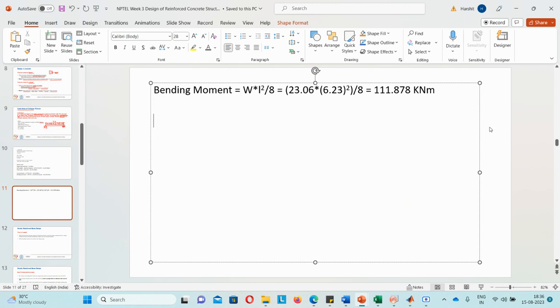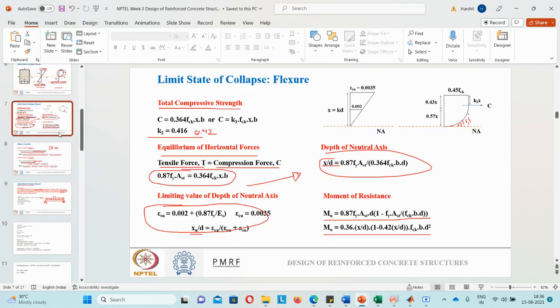So we first need to check this bending moment with the limiting bending moment, the limiting moment of resistance of our beam, so that we can know whether we have an under reinforced design or over reinforced design that we can continue with. Okay, so for Fe 415 steel, what is Xu? Xu is 0.48D.